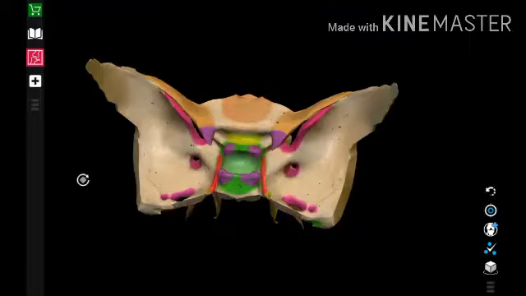Sella turcica is Latin for Turkish seat, which resembles a saddle. So it seems like someone is going to ride this butterfly, and who is that person? It's the pituitary gland that stays here.